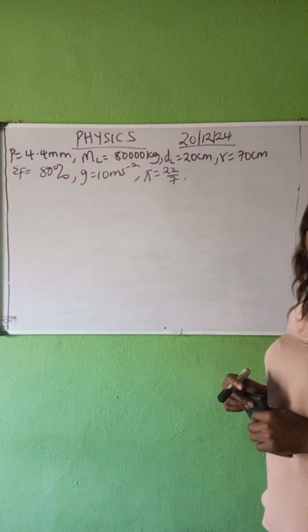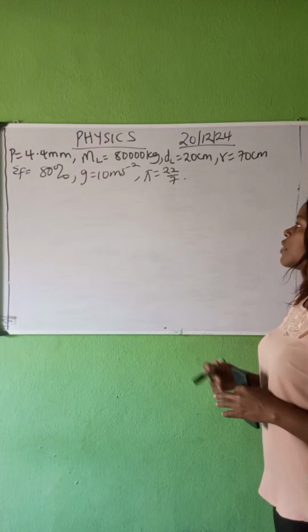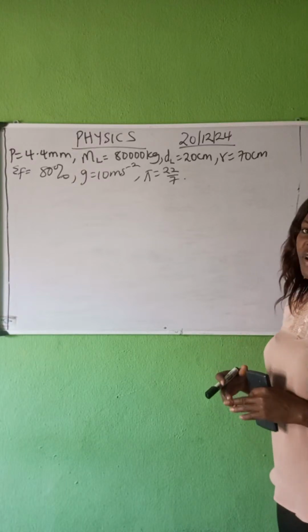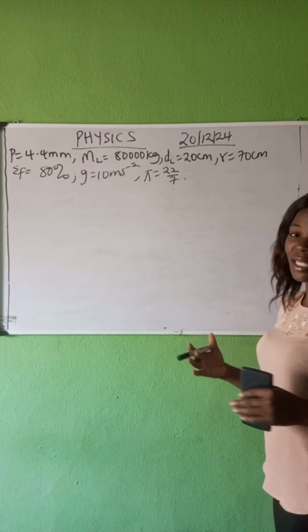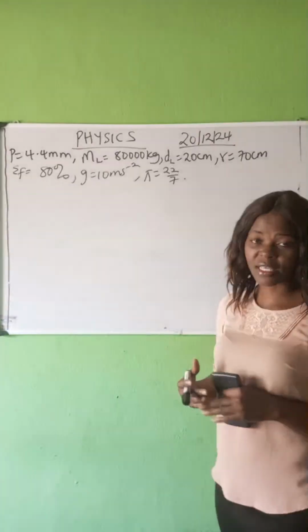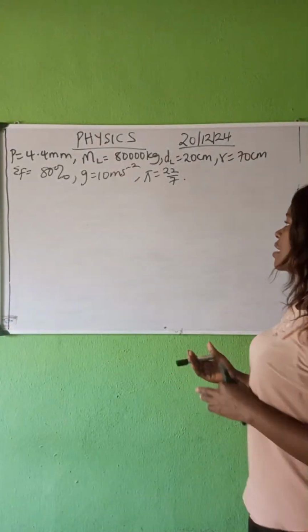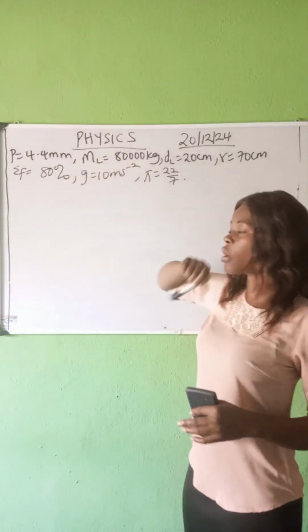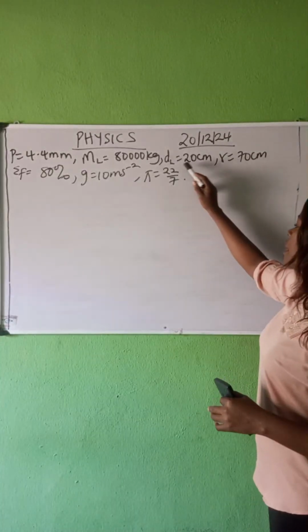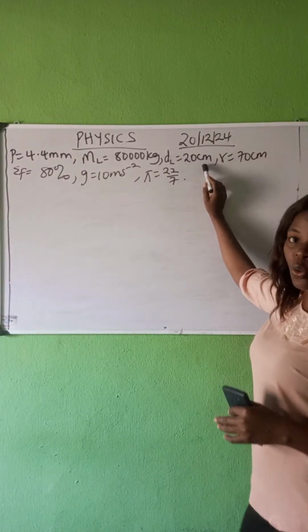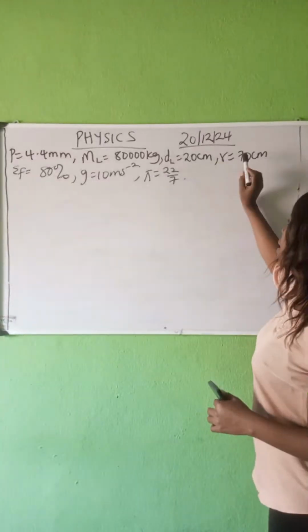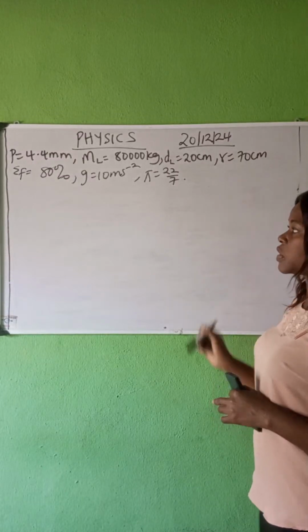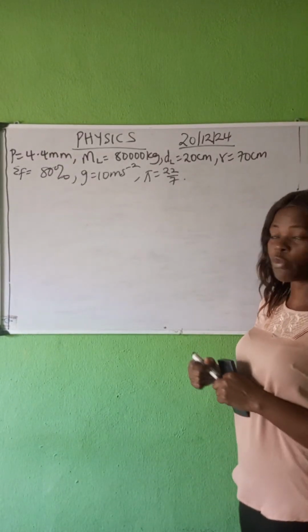The first thing you are going to do is the necessary conversions. All standard units must be in meters instead of millimeters. Our pitch is given as 4.4 millimeters, and we're going to convert it to meters. Our distance moved by the load is given in centimeter, and our radius is given in centimeter.